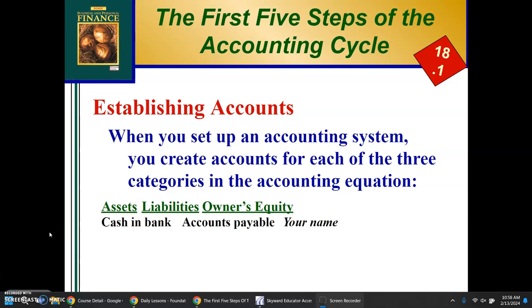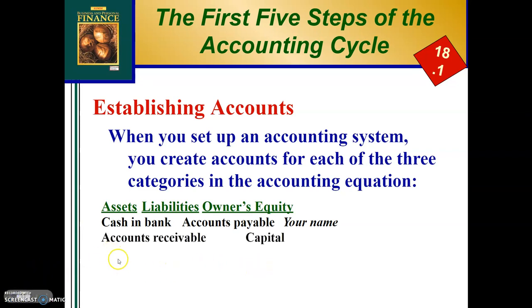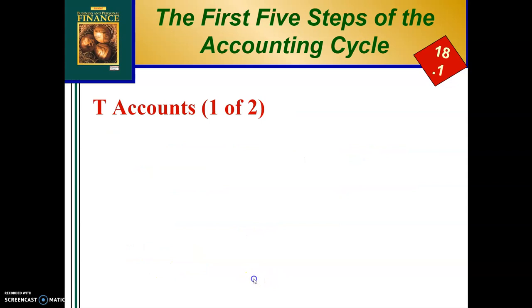Examples are cash in bank as an asset, accounts payable as a liability, and then possibly the individual who owns the business as the owner's equity. Accounts receivable, the capital account, office equipment, and delivery equipment are other examples. This is just an example. Other businesses are going to have different assets, liabilities, and owner's equity, but in this case, this is what we have, and this is what the accountant has set up.